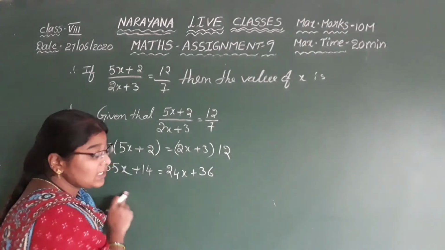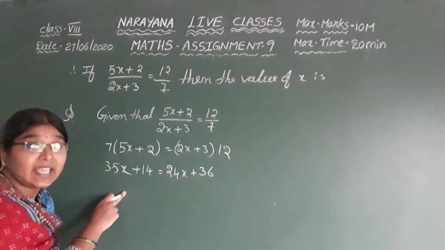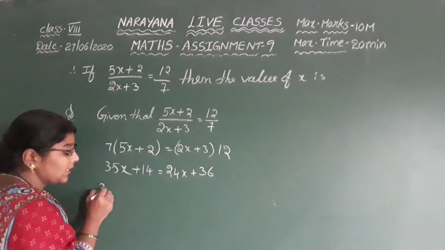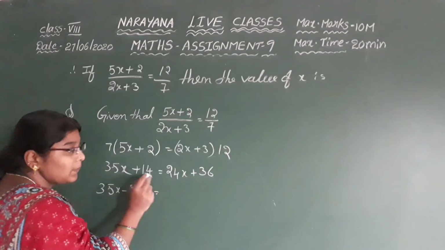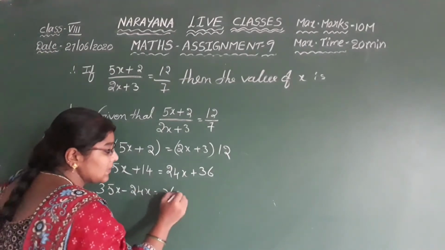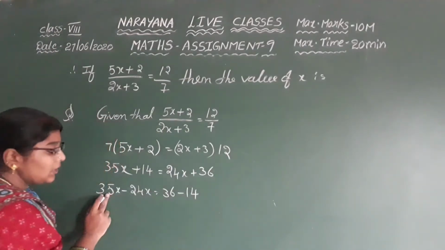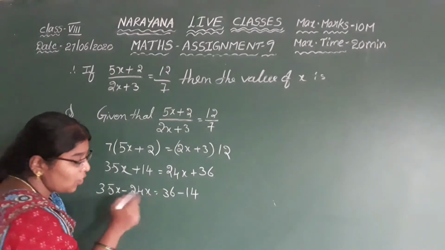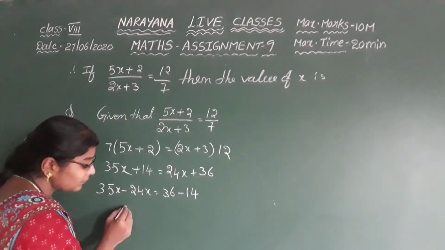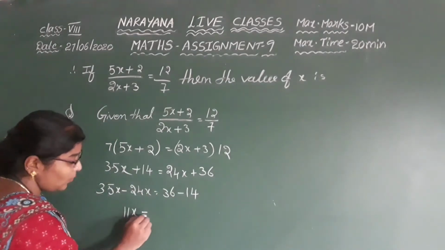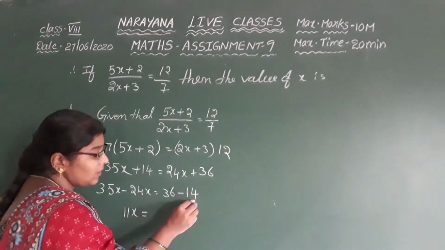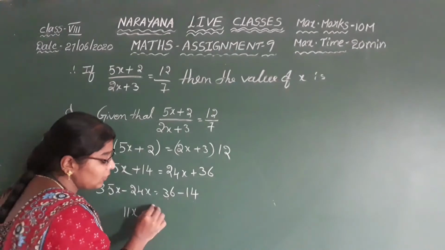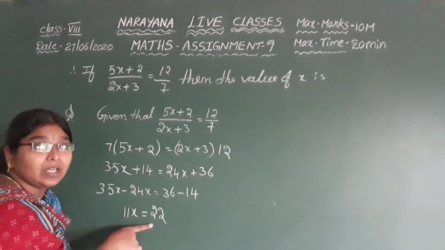So here we find out the value of x. The plus 24x comes to this side, that means the LHS side, it is minus 24x. 35x minus 24x, and plus 14 going to that side means it is minus 14. So 35x minus 24x, how much do you get? 11x. And 36 minus 14, how much do you get? 22.